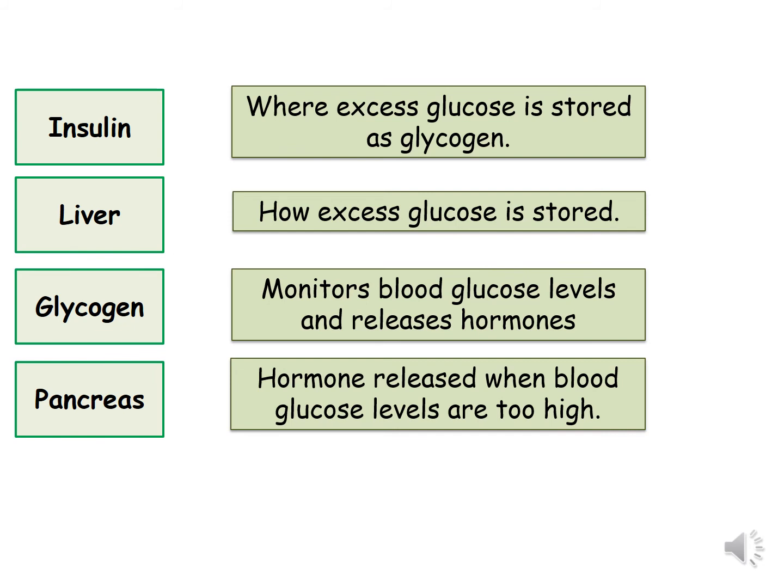So let's look at some key words that you may need to know. First of all, insulin. What is insulin? Insulin is a hormone released when blood glucose levels are too high. The liver. This is an organ where excess glucose is stored as glycogen. Glycogen is how excess glucose is stored. And lastly, the pancreas. This monitors blood glucose levels and releases hormones, such as insulin.